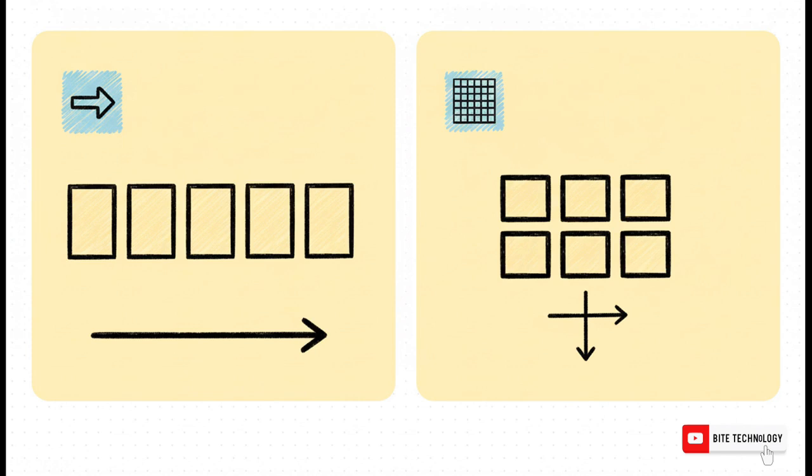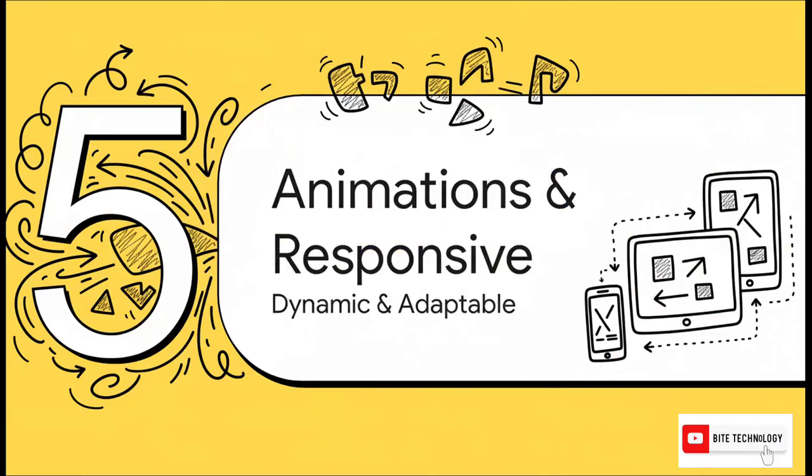You use CSS Grid when you need to arrange things in 2 dimensions, so rows and columns at the same time. Think of a photo gallery or the entire layout of a complex website. So 1 dimension, Flexbox. 2 dimensions, Grid. It's that easy.